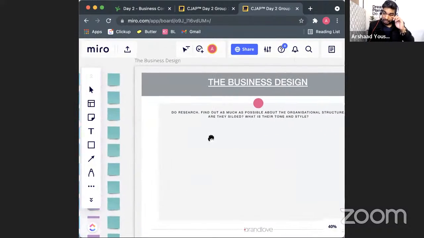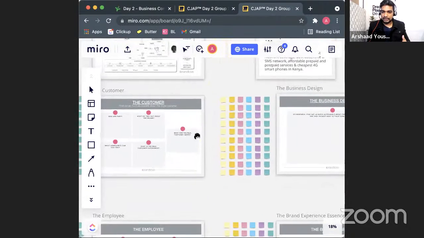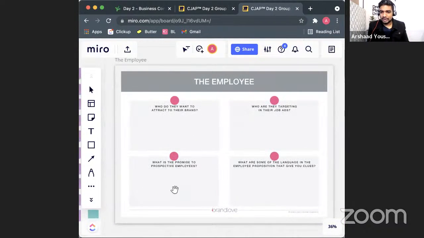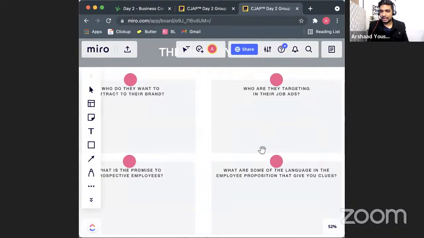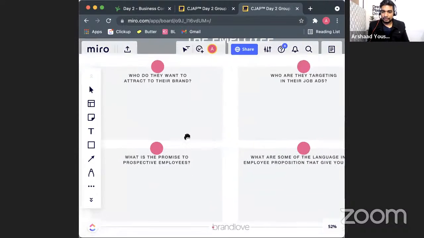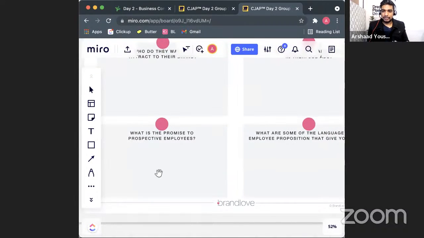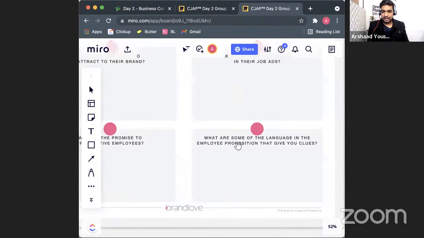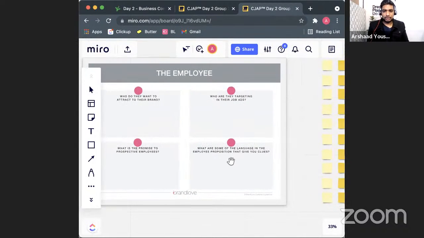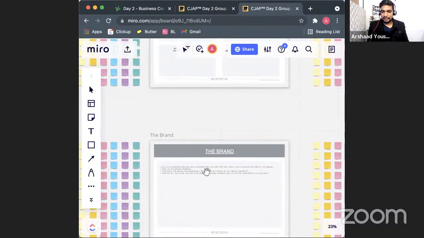For example, we have business design. Well, let me go to the next one. The employee is up next. Who do they want to attract to their brand? Who are they targeting in their job ads? You might find there's a difference between the two. What is the promise to the prospective employee? This is regarding the value proposition that we spoke about yesterday. What is some of the language in the employee proposition that gives you clues? So what is the tone of voice? What feedback are you getting from them?